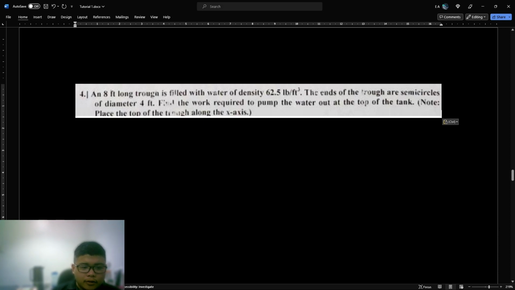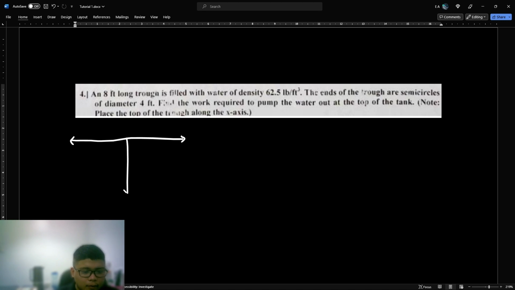An 8-foot-long trough is filled with water of density 62.5 pounds per cubic foot. The ends of the trough are semicircles of diameter 4 feet. Find the work required to pump the water out at the top of the tank. Note, please place the top of the trough along the x-axis. So this would be the x-axis.